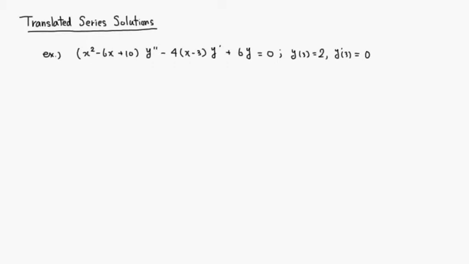All right, let's look at the translated series solutions. Here's an example. You have a differential equation with initial value conditions, but notice that the initial value is given at x equals 3. And I like x equals 0 better than x equals 3. So we can just shift the variables a little bit so that it's back to x equals 0.